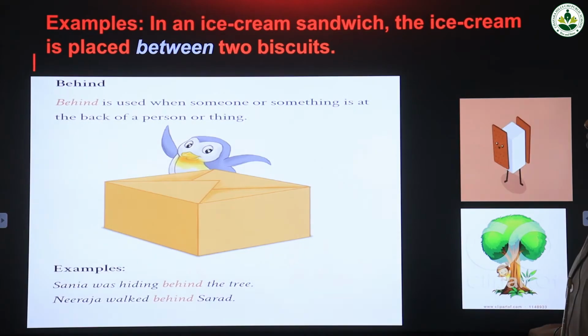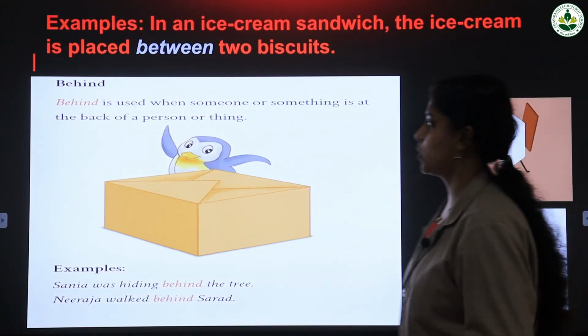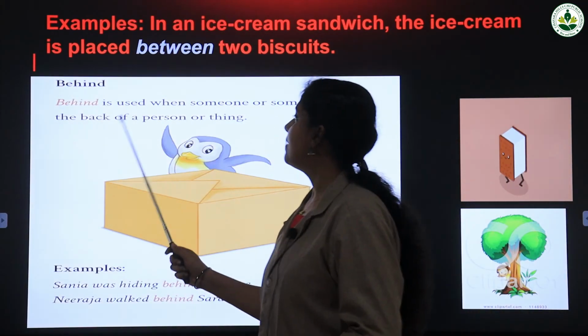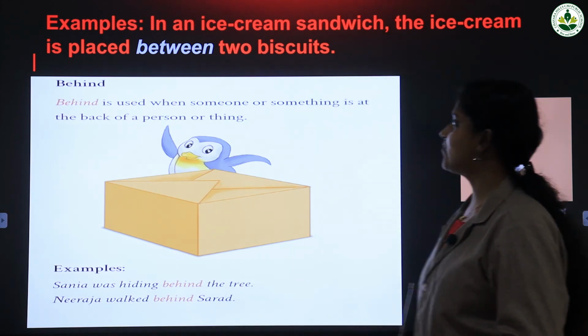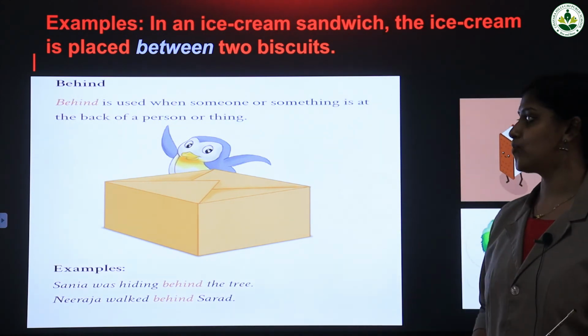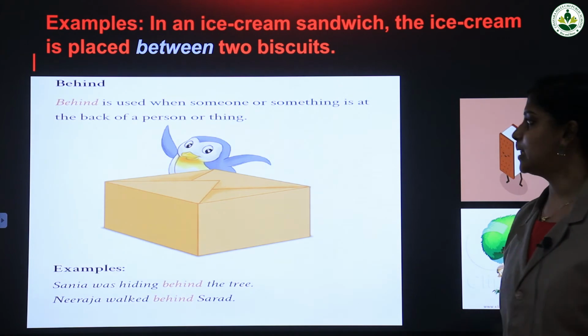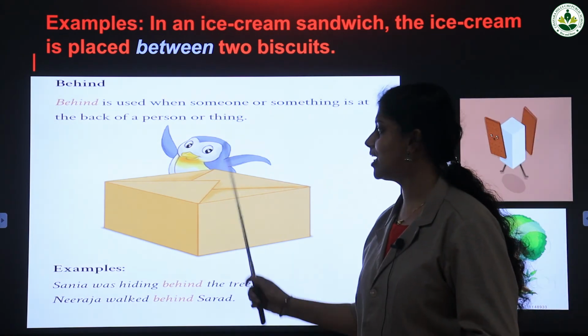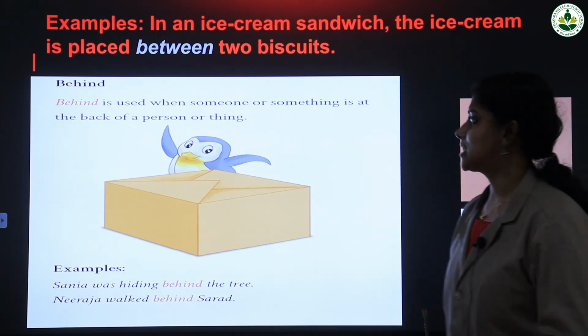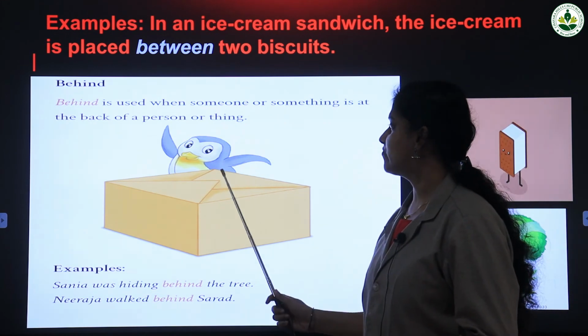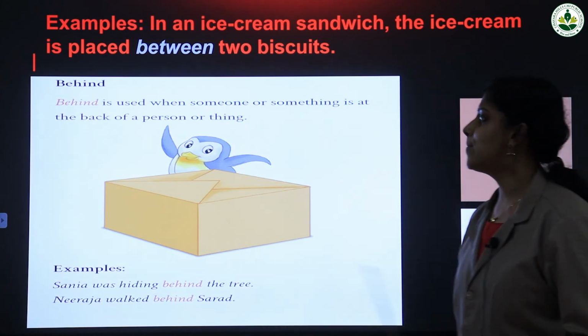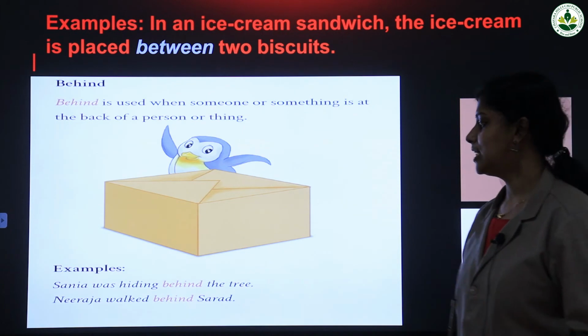Okay, next preposition, behind. Behind is used when someone or something is at the back of a person or thing. The preposition behind. Here you can see the picture of a penguin. Yes, behind is used when someone or something is at the back of a person or a thing.